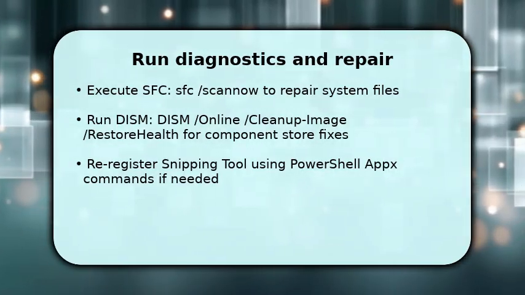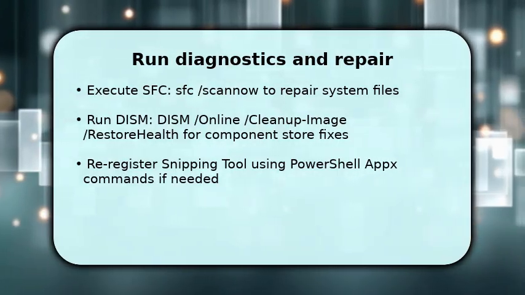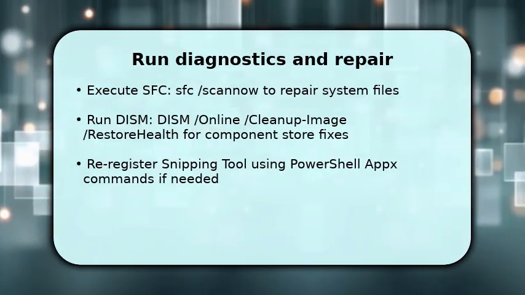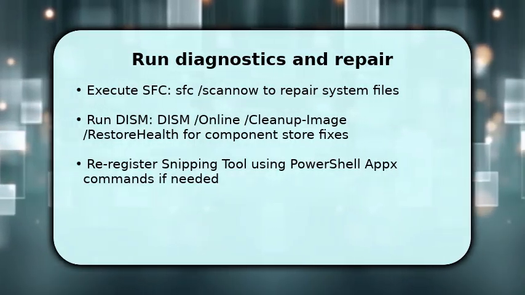Once those finish, re-register Snipping Tool. Launch Elevated PowerShell, and use the apps package re-register command for the Snipping Tool package. This restores missing app registrations. If you see errors, note exact messages.